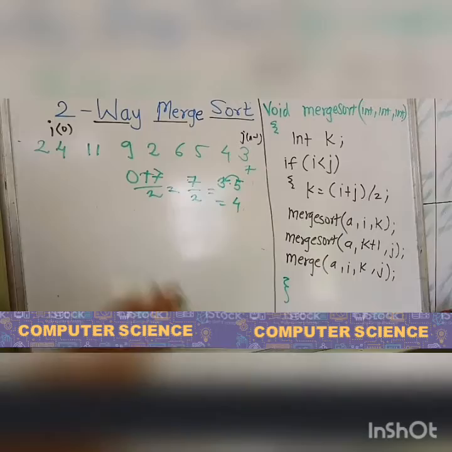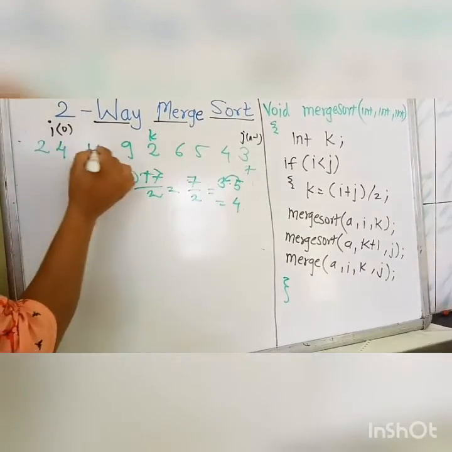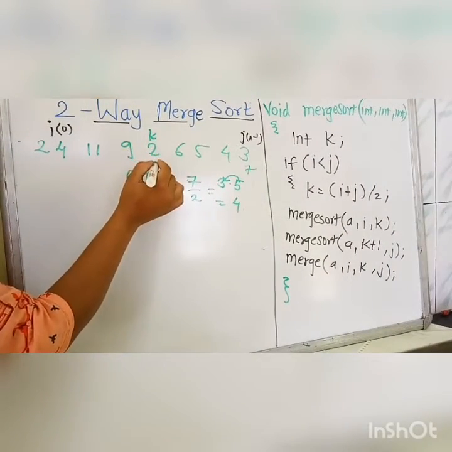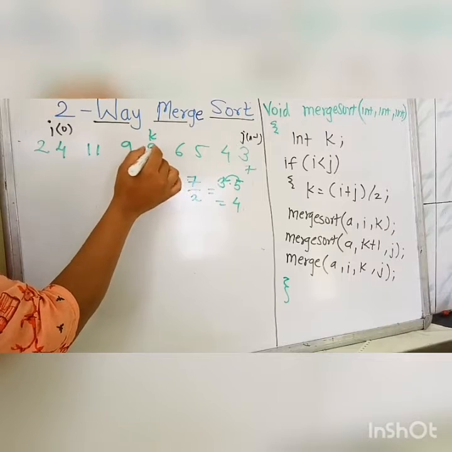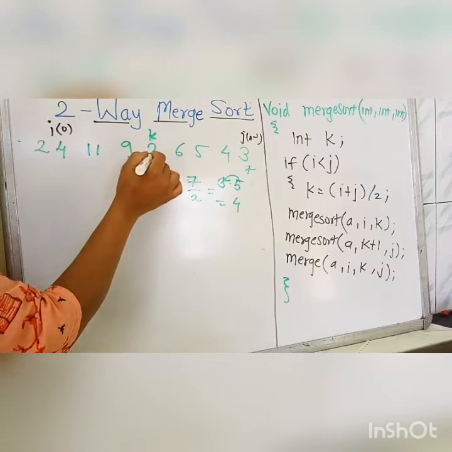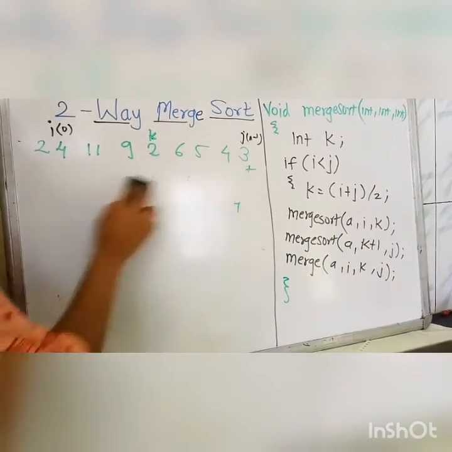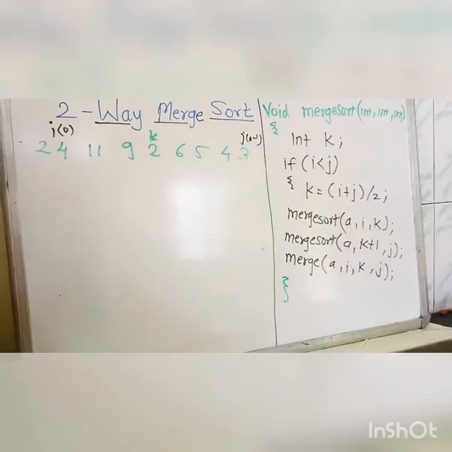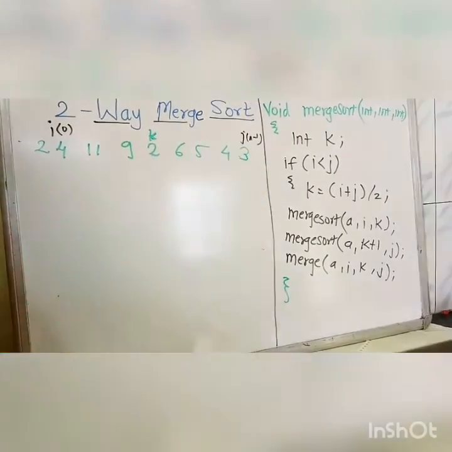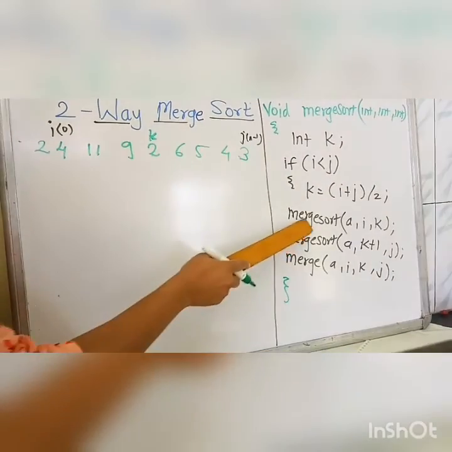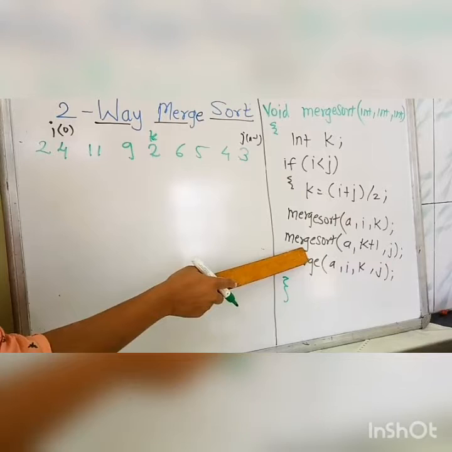So what will be the position of our k? 0 1 2 3, and coming to the third position, means at the fourth place it will be the position of k. Now after applying the sorting logic, it will call this merge sort function twice in one loop.